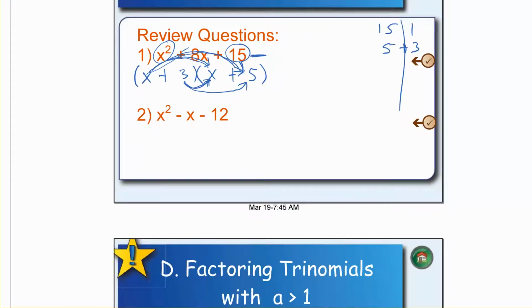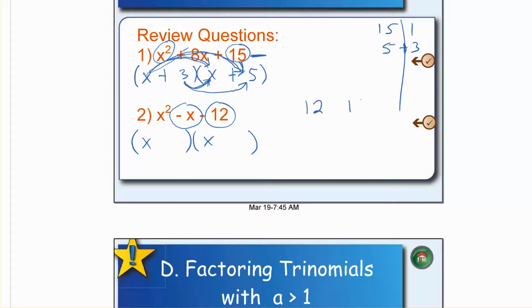Next one. All right, so again, we're going to start with bracket, bracket. I know since this is x squared, it's going to be x and x. And now I'm looking for numbers that multiply to 12, that add to negative 1. So I can start writing those down. So 12 and 1 maybe. So 12 and 1, there's no way that I'm getting from adding 12 and 1 to get to negative 1. I just can't really see how that could work. So I'm going to keep moving on.